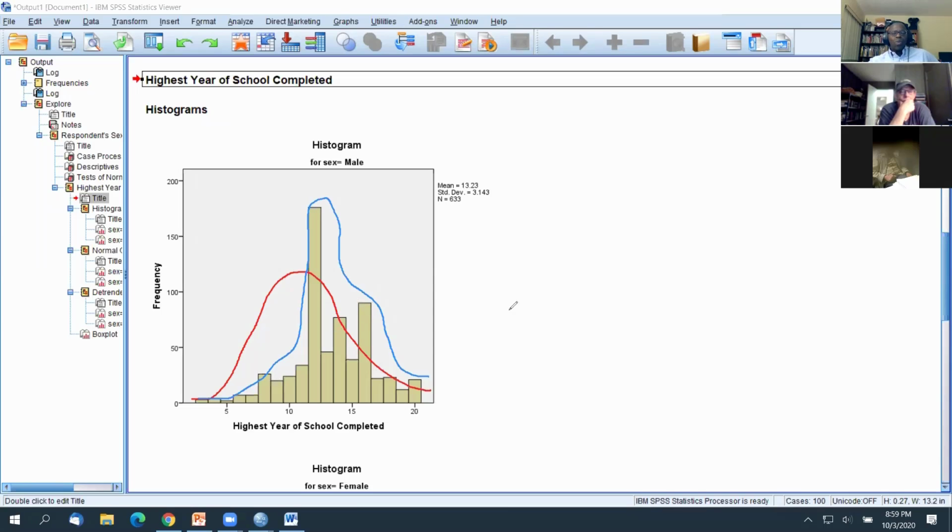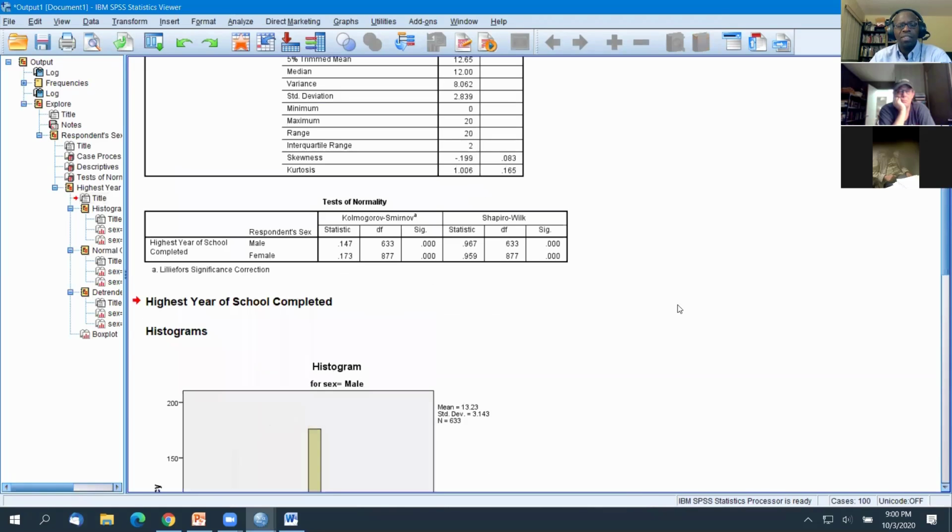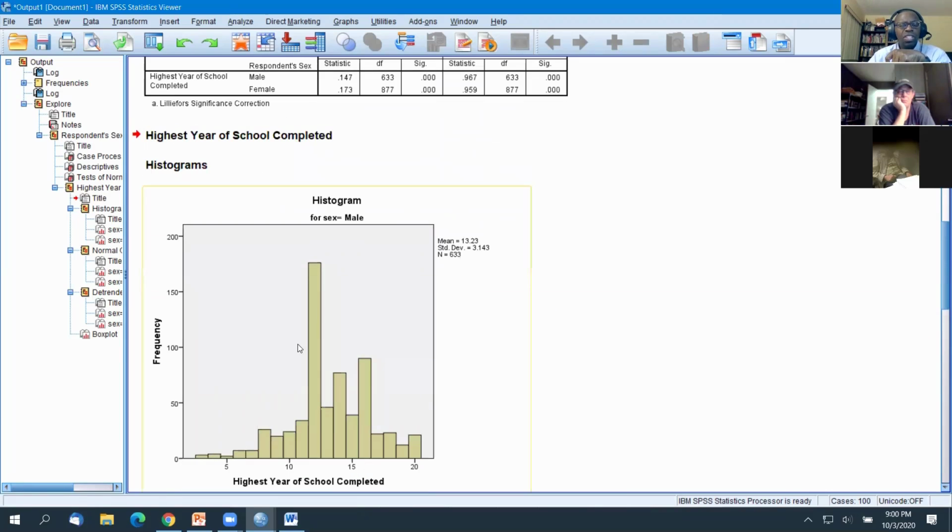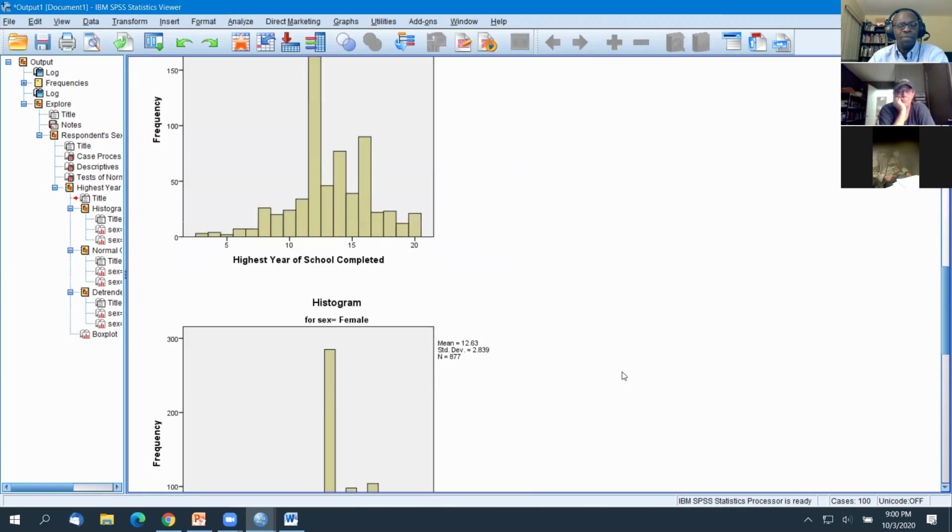So that's why we got a p-value of less than 0.05, because there is a significant difference in the shape of the distribution, right? This one is a bell, and this one goes up and then comes down and then goes down over here and so on and so forth. So that's why we had a value of less than 0.05, right? So that's why we had a significant difference here between the bell-shaped curve and the distribution for males.